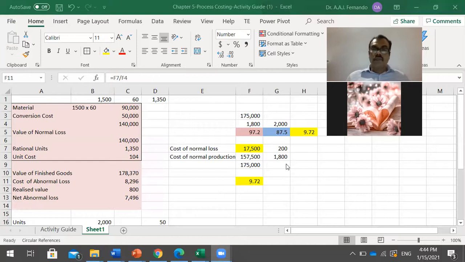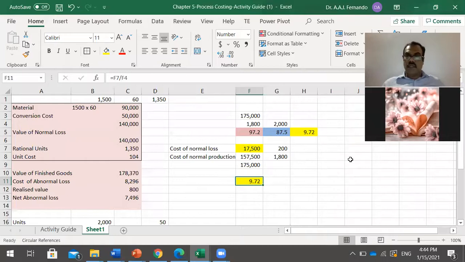Right. Now look at this Excel sheet. What I was just telling you, explaining. Total cost was 175,000. If there were no loss, 175,000 divided by 2,000 gives you this much. We know that there is a normal loss. Therefore, total cost is divided by 1,800 units, it gives you this.